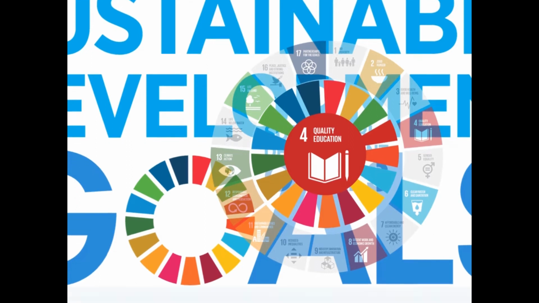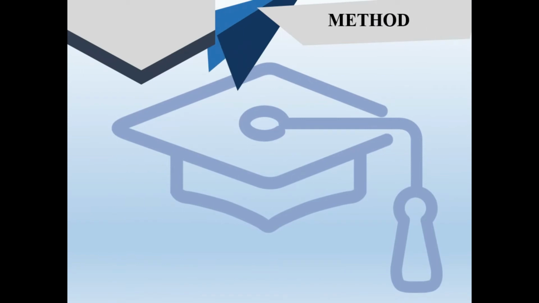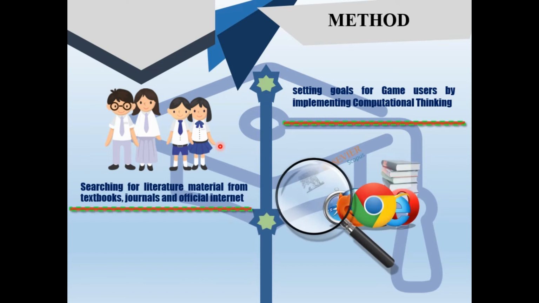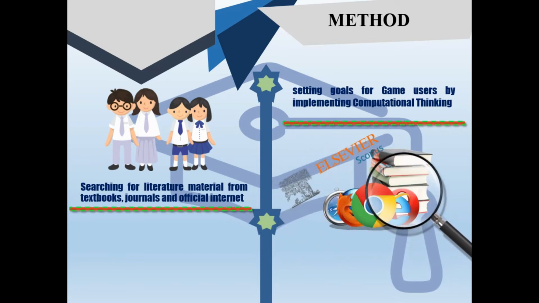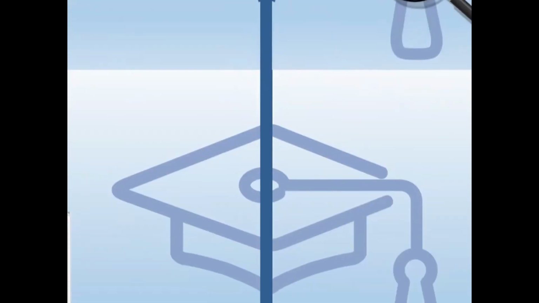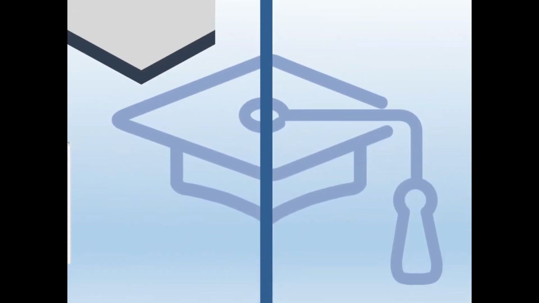There are several stages in making the Edgame application. The first stage is determining user targets and studying literature. Here we choose middle and high school students as our target users, then study the literature. Here we look for information from journals, knowledge books, and other official internet sources that are suitable for junior high and high school levels. The next stage is to develop a game framework.